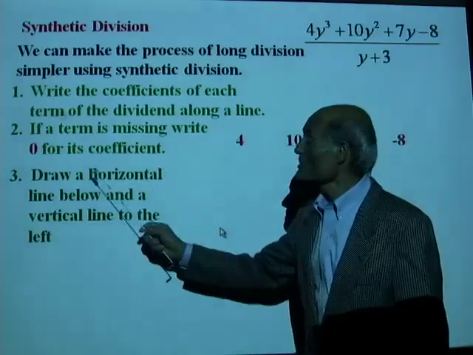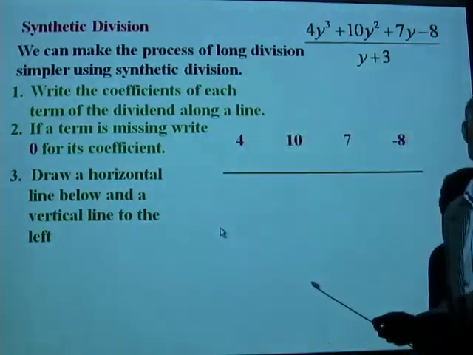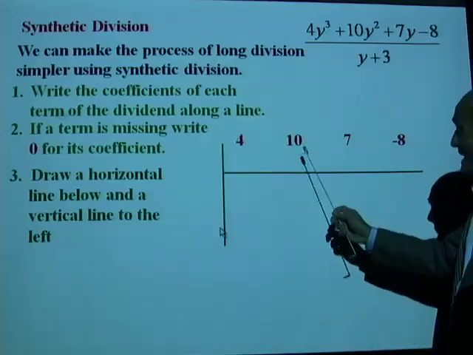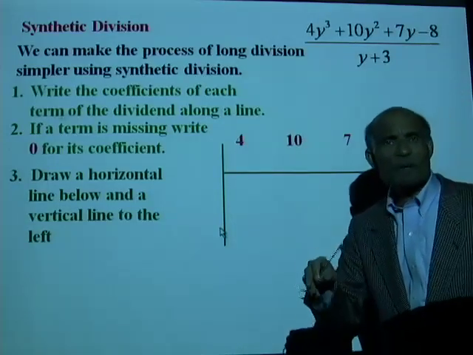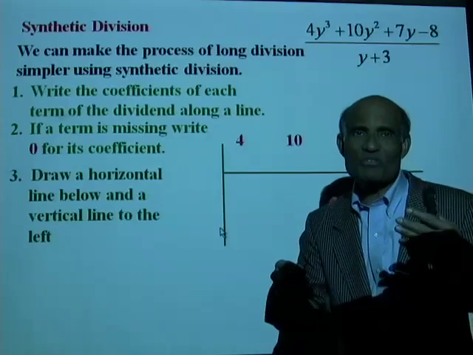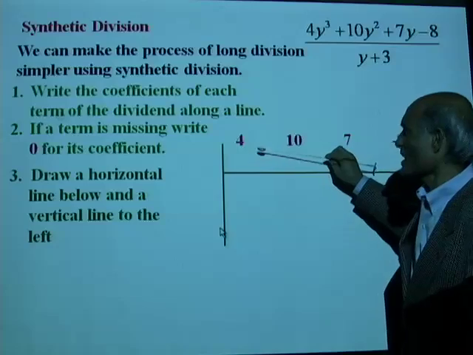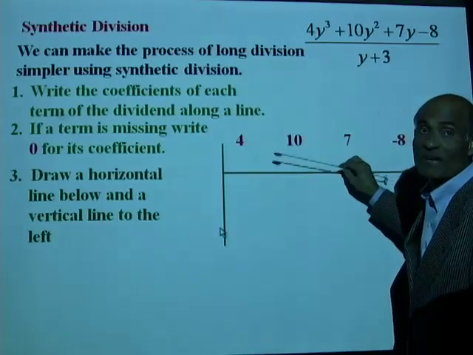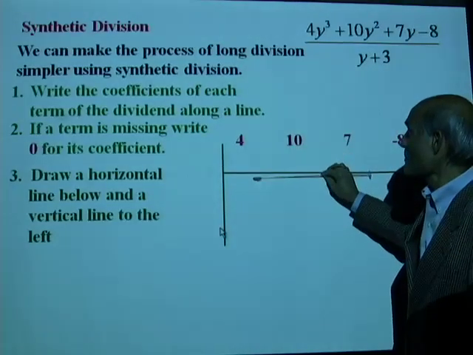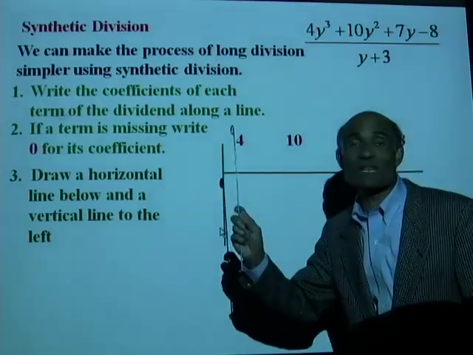The next step, draw a horizontal line below and a vertical line to the left, like this. It is not different from the long division we just did, but the method is slightly different. All right, so we have the horizontal line and the vertical line. Now look at the space I have left from the numbers and the line. That means I'm going to actually use this space to write something else.